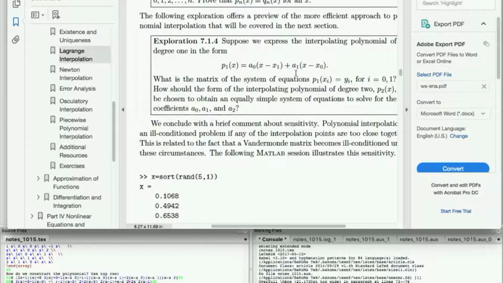Other questions? There's something down there? Any questions at all? 7.3.8? Yeah. Okay.